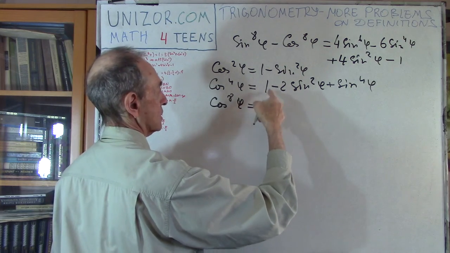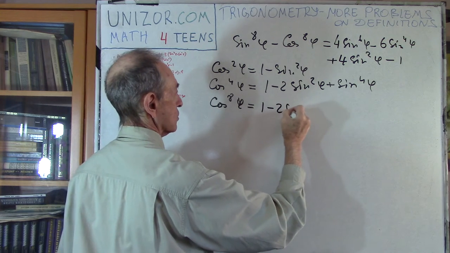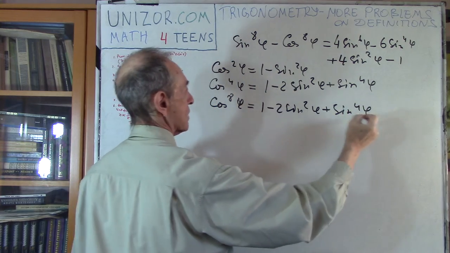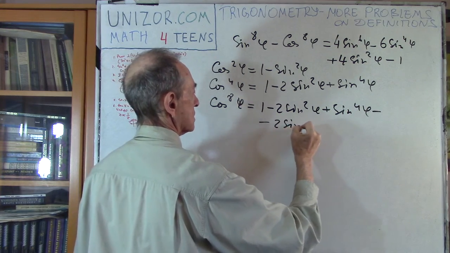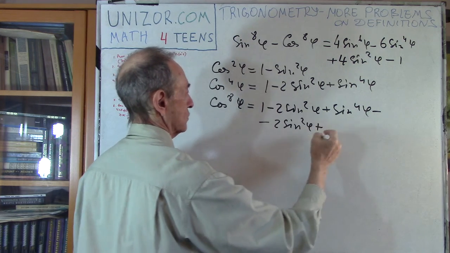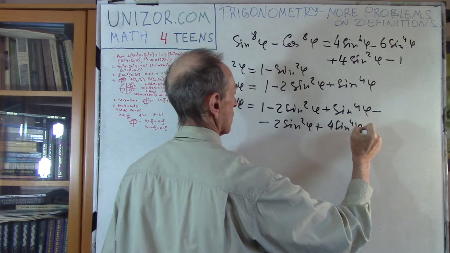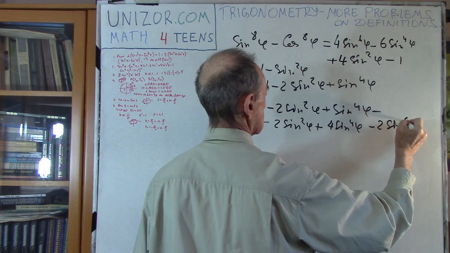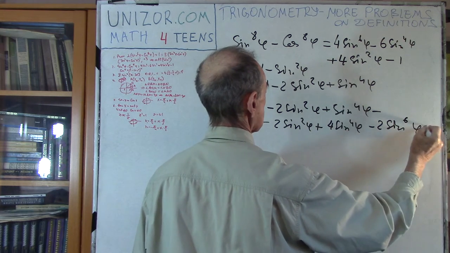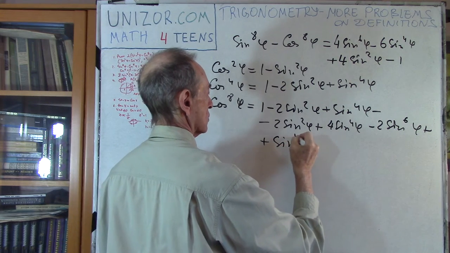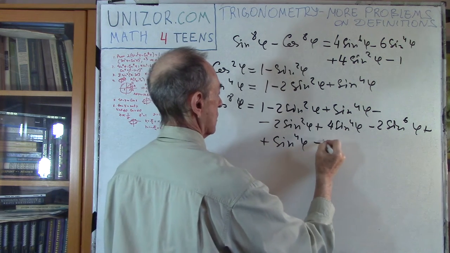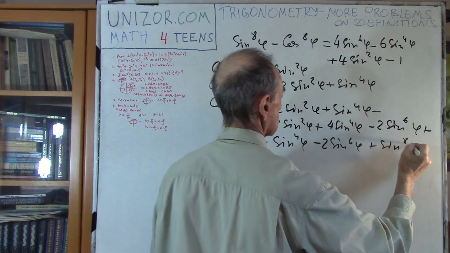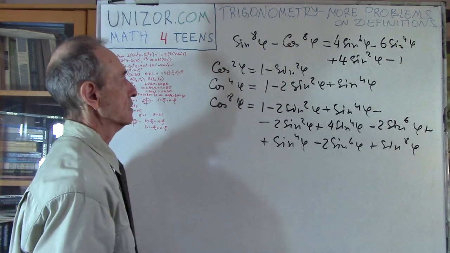Okay, multiply by itself. Multiplying by 1 gives 1 minus 2 sine square phi plus sine to the 4 phi. Multiplying by this gives minus 2 sine square phi plus 4 sine to the 4th minus 2 sine to the 6, and then multiplying by this gives sine to the 4th minus 2 sine to the 6 plus sine to the 8. So that's my cosine to the 8.